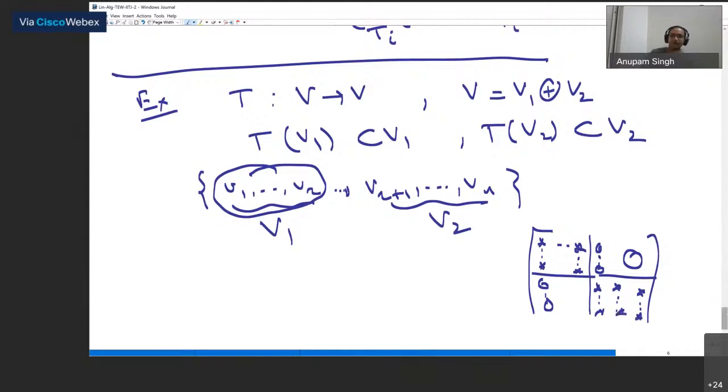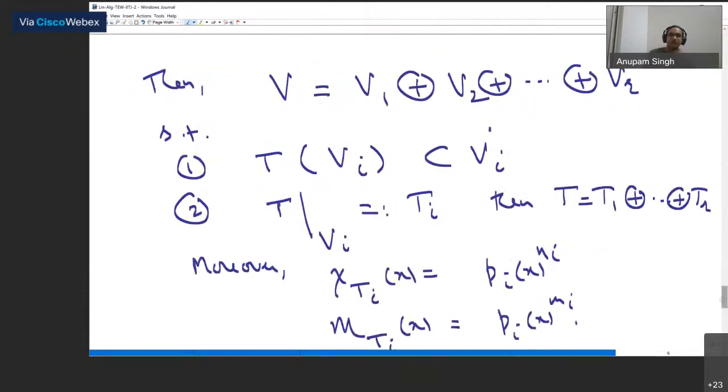So if I write V as a direct sum of V1, V2, up to Vr, like we have done here, and then I choose a basis of V1, and then a basis of V2, and a basis of Vr, this will give a basis of V, because it's a direct sum. And then if I try to write the matrix of T with respect to that basis, I will get block diagonal matrices.